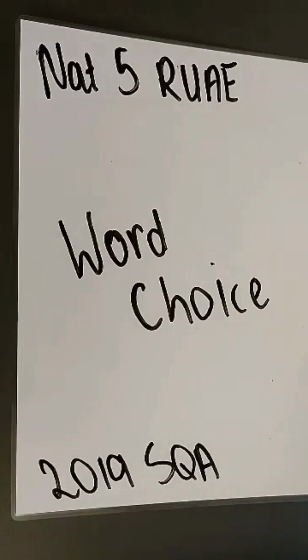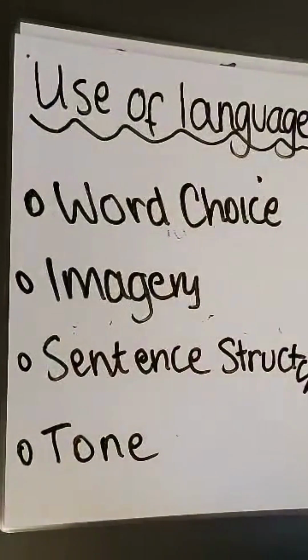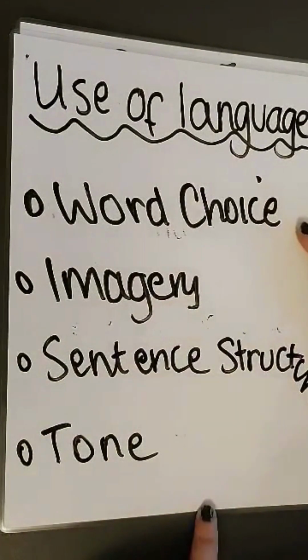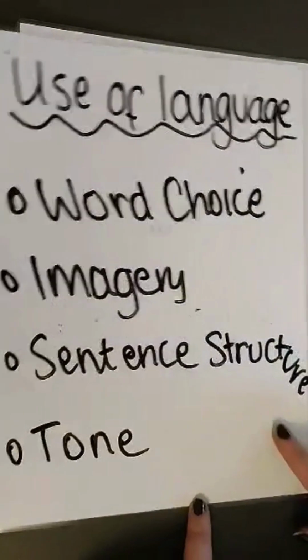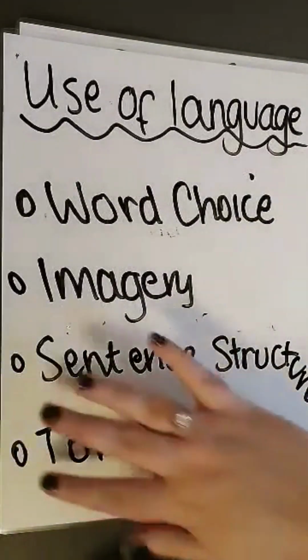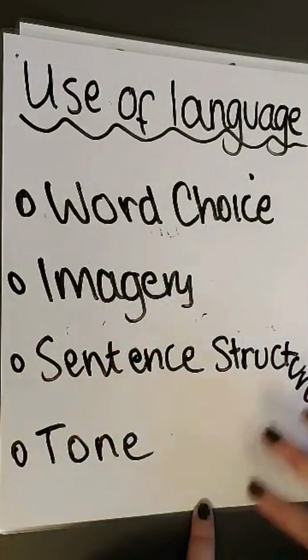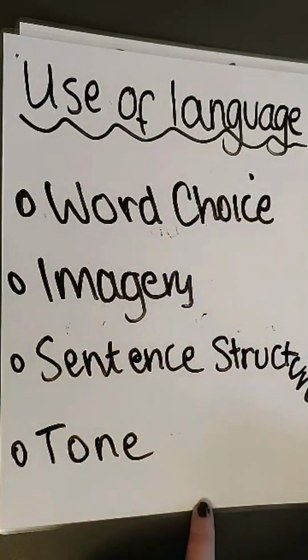Okay, now when you're asked these questions, this is sort of an umbrella term. So this is what you can look at if you're asked to comment on the writer's use of language. You can look at word choice, imagery, which is similes, metaphors, personification, sentence structure, and also tone. Now we're going to ignore these bottom three for now, and we're going to focus just on word choice.